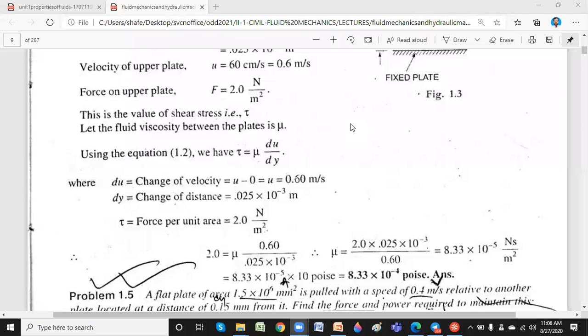Now you have plenty of fluids. Water is a fluid, blood is a fluid, ink is a fluid, etc. Different fluids are available, but I can't call everything a Newtonian fluid, because some of these fluids may obey Newton's law and some may not. Hope you understood this, and with some more properties, we'll meet in the next class.